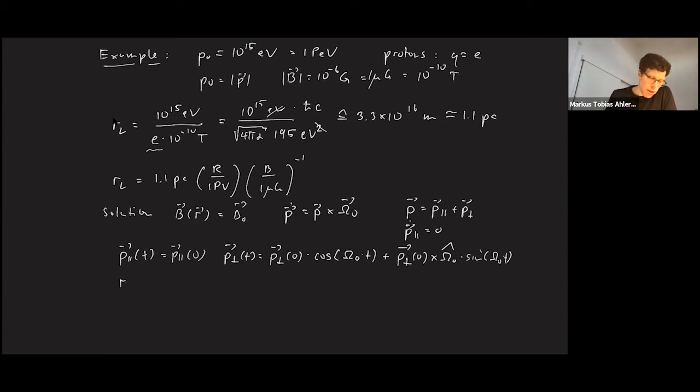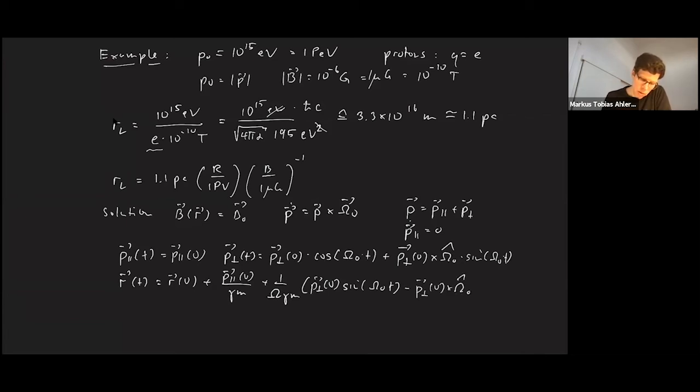And of course, we can integrate this equation to finally get the motion, the path of the particle, which is simply given by its original location plus the parallel component over gamma m, plus 1 over omega gamma m times the integration of the previous equation. This is a minus p omega 0 times cosine omega 0 t.